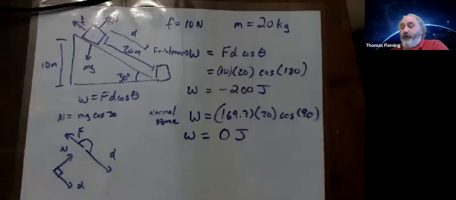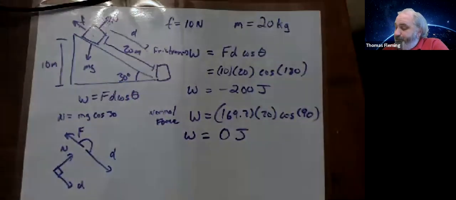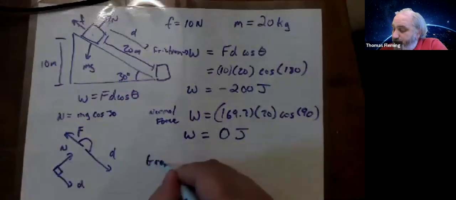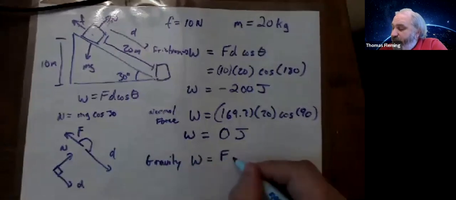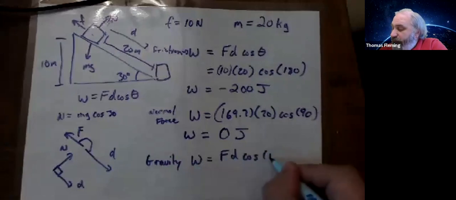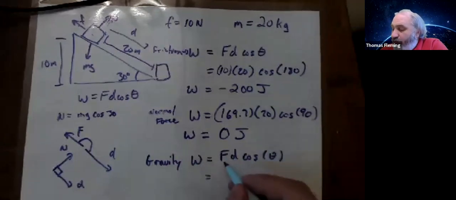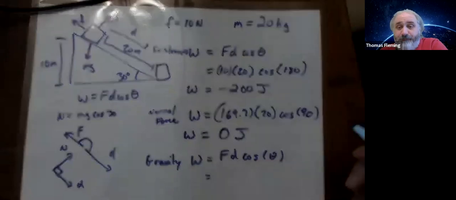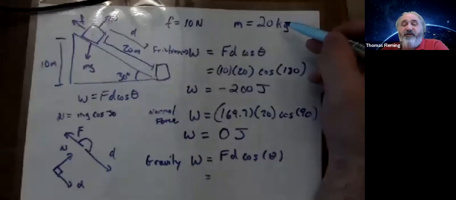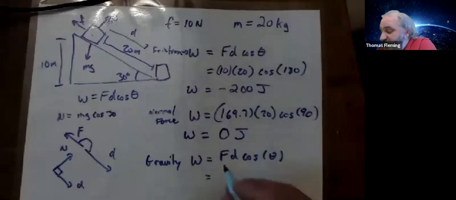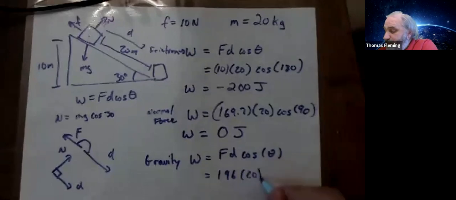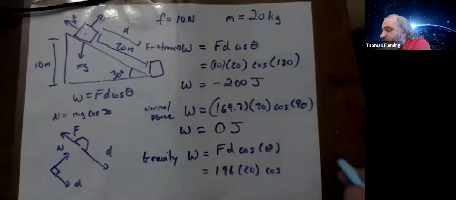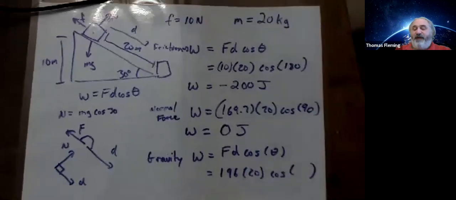Now, one last force to do, and that's the force of gravity. Now, again, I'm going to do F times D times the cosine of theta. And the force of gravity is easy, right? It's M times G. So what is M? M is 20, G is 9.8. So 20 times 9.8 is 196. D is still 20. But now I got to do the cosine of the angle between F and D. And this one's a little bit tricky.